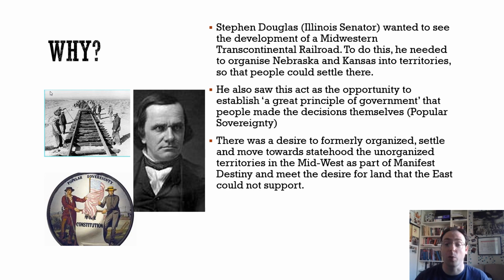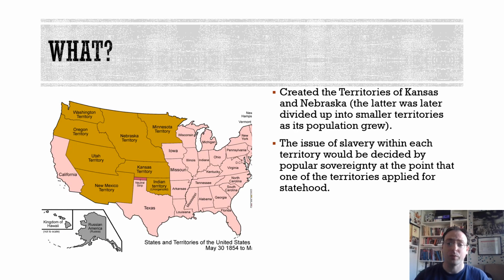Now, Kansas-Nebraska is going to open a whole can of worms. So what was it exactly? Well, to pin it down, it created the territories of Kansas and Nebraska. Nebraska later on would splinter up into smaller territories, as you can see on the map on this slide. It was gigantic to start off with. The issue of slavery within each territory would then be decided by popular sovereignty at the point that that territory, or part of that territory, applied for statehood. The idea of this was to remove the pressure and the arguing and wrangling in Congress. Really, it doesn't have that impact, but that was the aim.